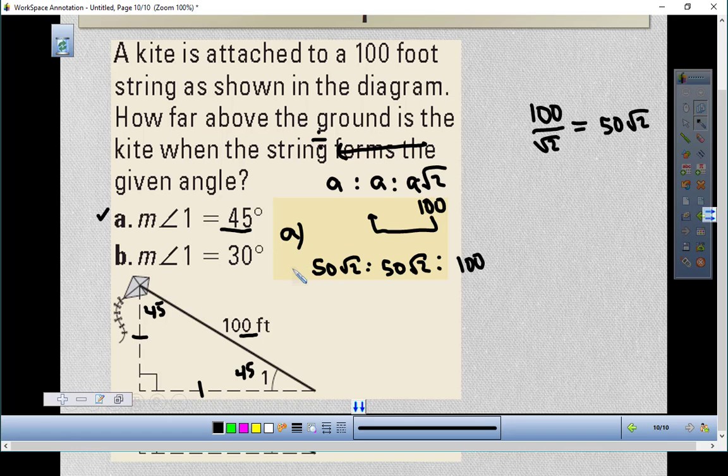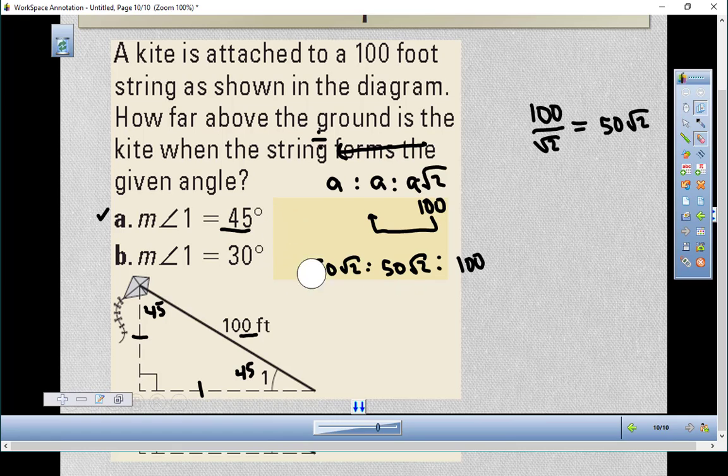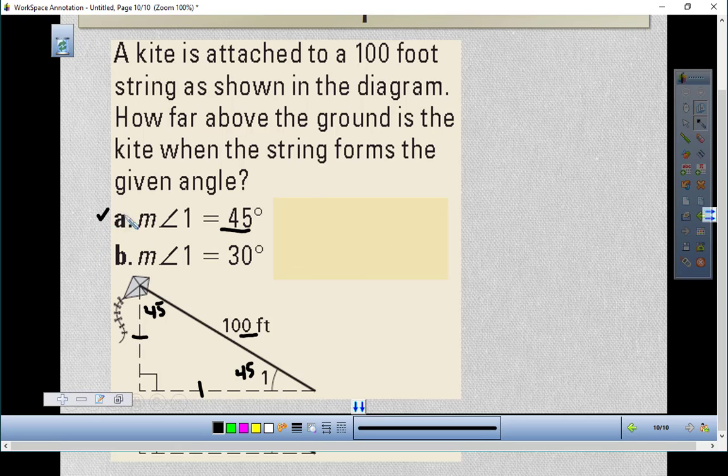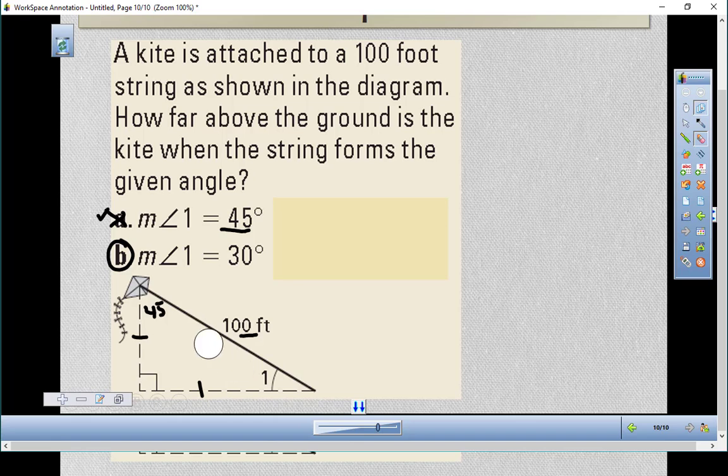Part B now. Let me erase this and start over. Okay, so part B, we have a new set of ratios. We're done with part A. We're going to do part B. Now, we're going to say that this angle down here is 30 degrees. Well, that means this one's 30.